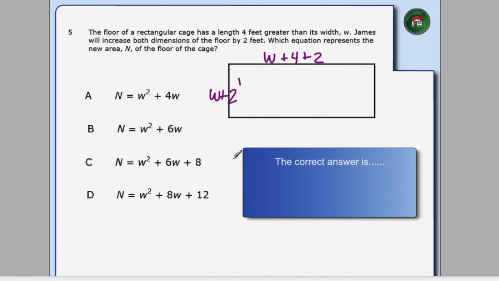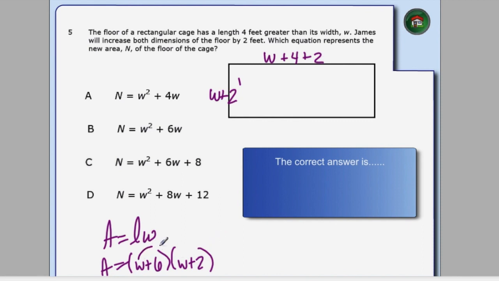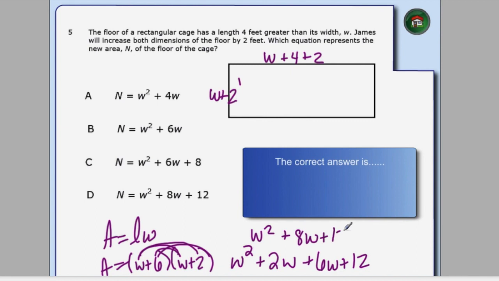What equation represents the new area? Area equals length times width. So the new area after this 2 is added, the length would be W plus 6, and the width would be W plus 2. Now you can multiply those out. Take the W through, take the 6 through, and simplify. That would be W squared plus 8W plus 12, which is D. Draw your diagram.